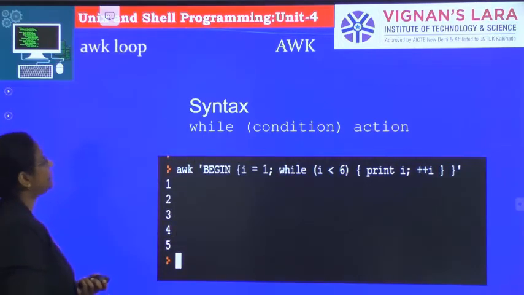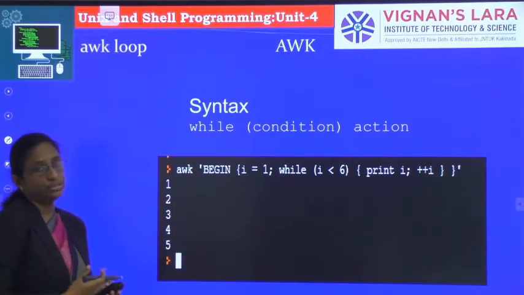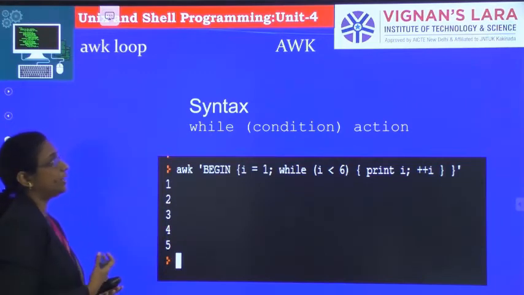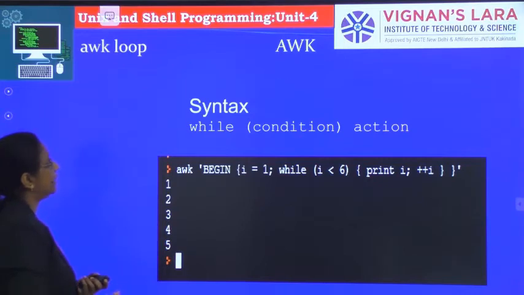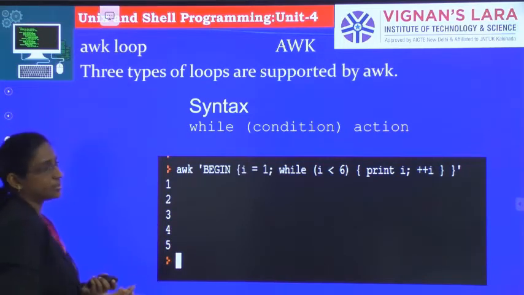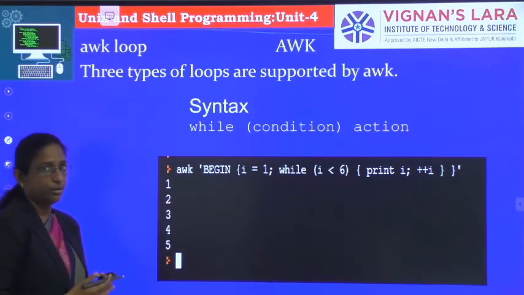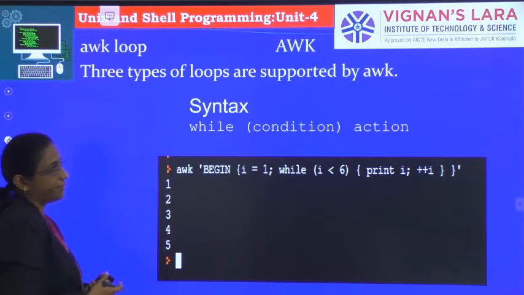Okay, so next one is scripting: how to use loops in the awk command. Here, three types of loops are supported by the awk command. Either you can use a for loop, while loop, or do while loop. All the loops are supported by the awk command.